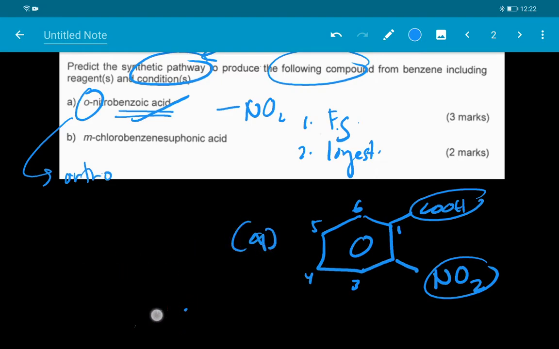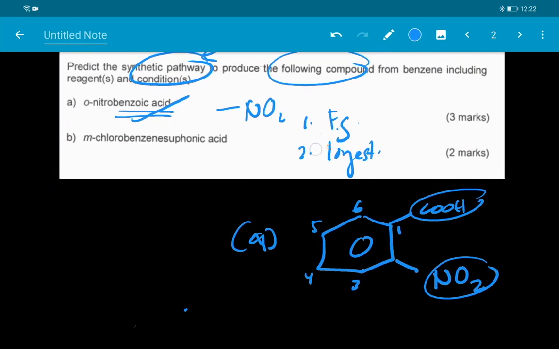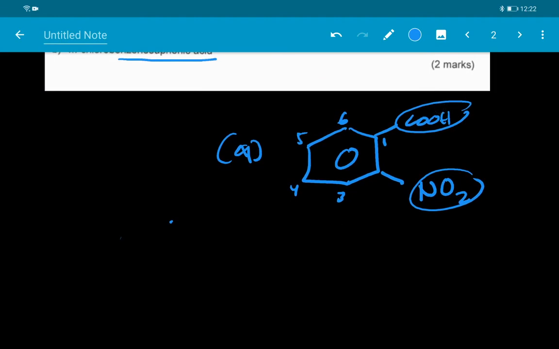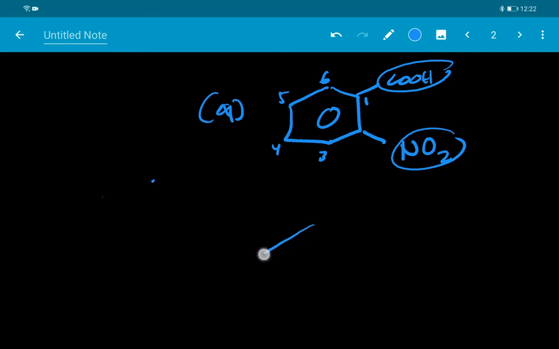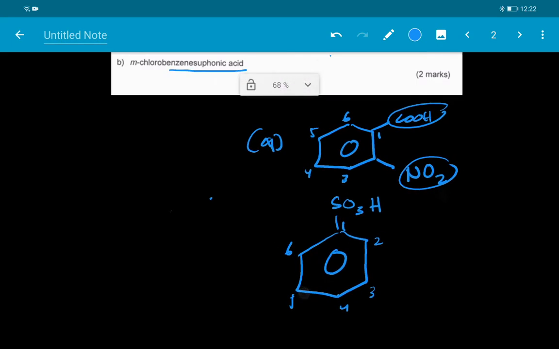Okay, what about B? For B, the base structure will be benzene sulfonic acid. So how do we draw benzene sulfonic acid? Benzene sulfonic acid is referring to the structure of benzene which is attached to the SO3H group. So this is the benzene sulfonic acid, and automatically the sulfonic acid will be positioned at the first carbon of the benzene, and we can number the other carbons inside the ring until 6 carbons. So this is the benzene sulfonic acid.